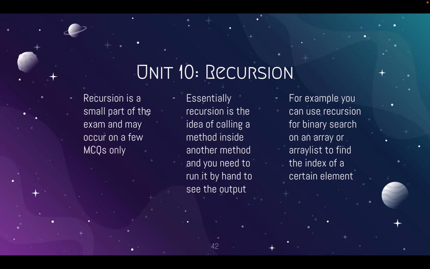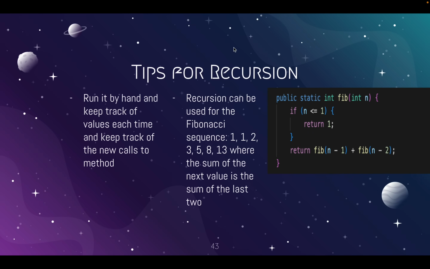Last unit, recursion. Recursion is usually a few questions, max 3 to 4 on the exam, and they might only occur in a few MCQs. I think sometimes they only occur on one or two MCQs. And they won't occur in any FRQs. So what recursion is, is just calling a method inside itself. For the MCQs on the AP CSA exam, you really just have to run it by hand and keep track of the variables each time, and every time a new method is called. You can use recursion for binary search on an array or ArrayList to find the index of an element. And here's an example of recursion.